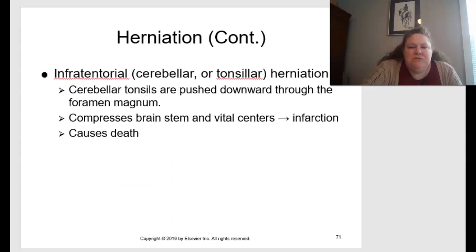Then we have our infratentorial or your cerebellar or tonsillar herniation, and this is where your cerebellar tonsils are pushed downward through the foramen magnum. Foramen is a fancy word for hole, magnum is big, right? So the big hole, literally. And then this compresses the brainstem and the vital centers and can lead to an infarction, and this does cause death.